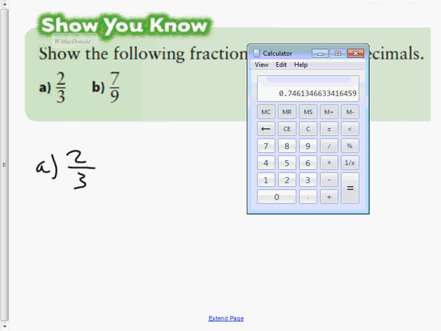We're going to think of it not as a fraction, but as 2 divided by 3. 2 divided by 3. And when we do so, we get 0.66666 to infinity. And actually, if you look here, right here, there's a 7. And that's not actually a 7.